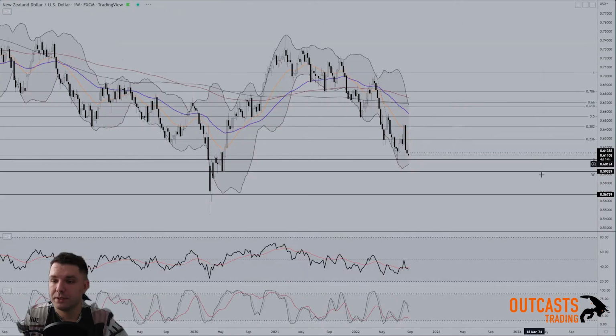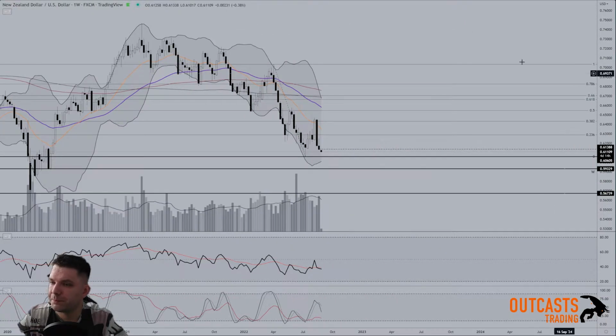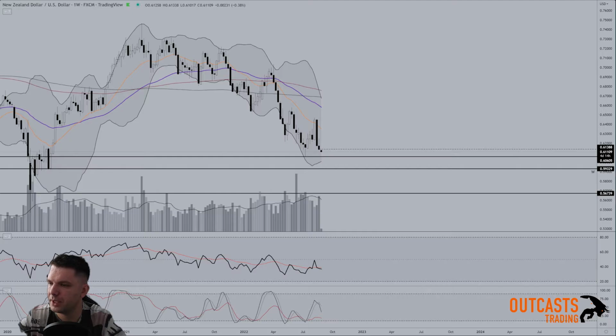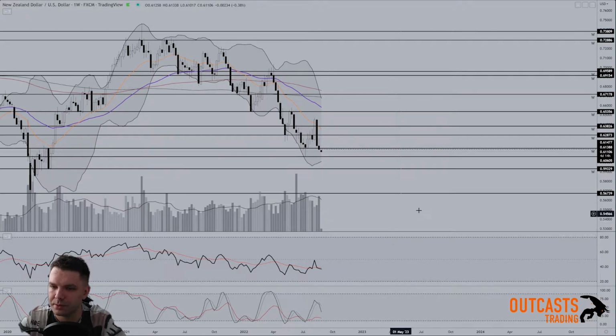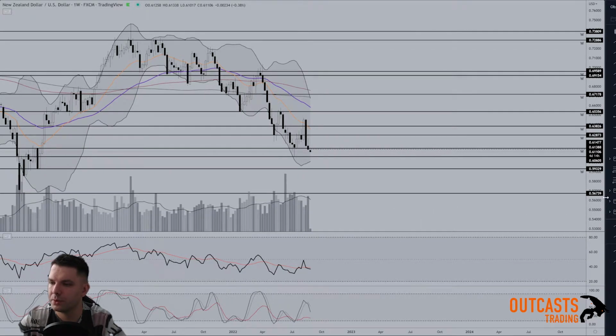And let's go to NZD USD. Here we go with a little bit of a mess. Okay, so we have fibs, and let's go with weekly levels. Okay, so we have the weekly levels, what we were watching last time.